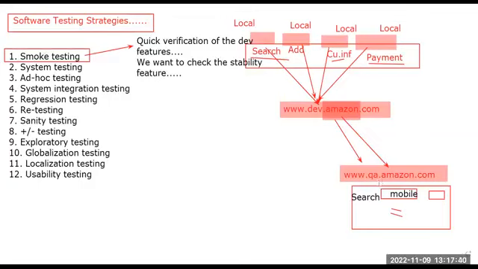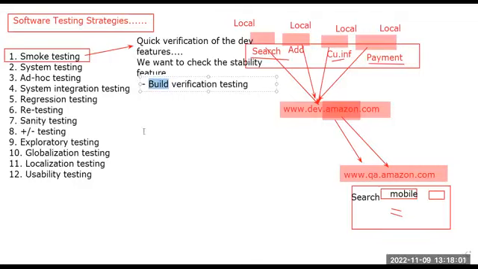Quickly we need to test the application. And this smoke testing we also call build verification testing. Remember that. This smoke testing we can also call build verification testing. So let me explain what exactly the build means. Any idea what is the meaning of this build?